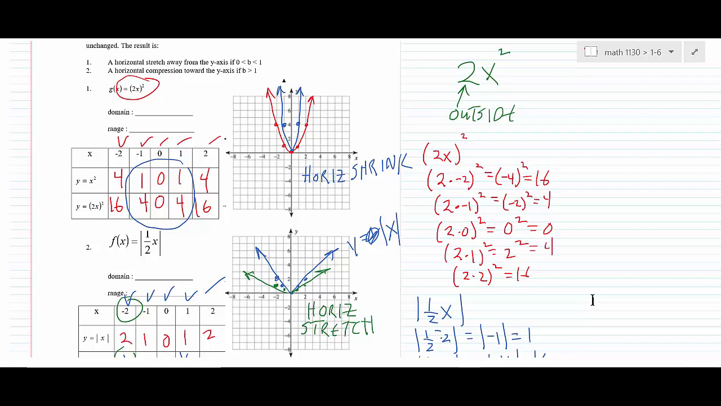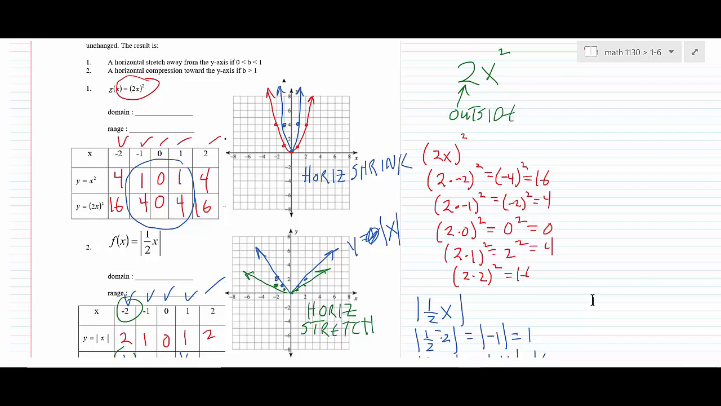Okay, what if you had a half times that? What happens? Vertical shrink. Why? Because the y values get cut in half. That's why. They flatten. Okay? So that would be what we call a vertical shrink like that. So that's how you want to sort that out, but the outside transformation is like that.